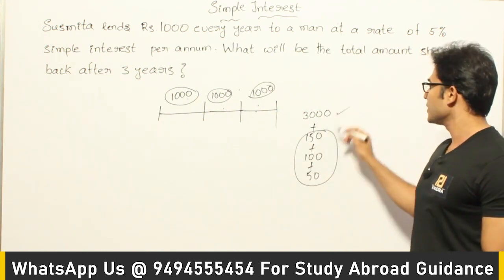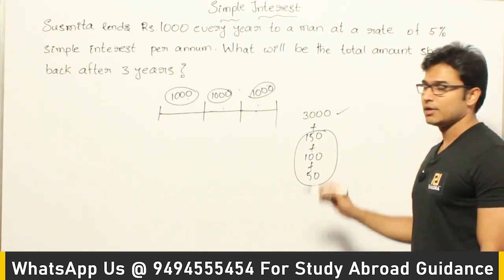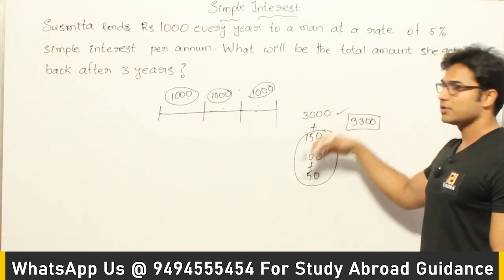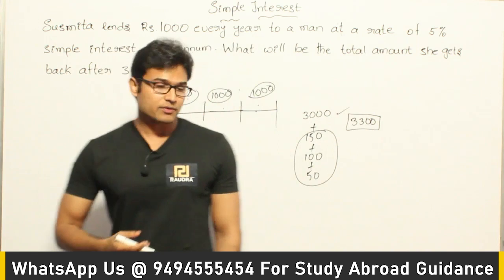So this is the total interest we are going to get. This is the total principal and this is the total interest. Therefore you are going to get 300 rupees, right? So it is 3300 is what she is going to get after 3 years. Got it? So what is the other way of solving it?